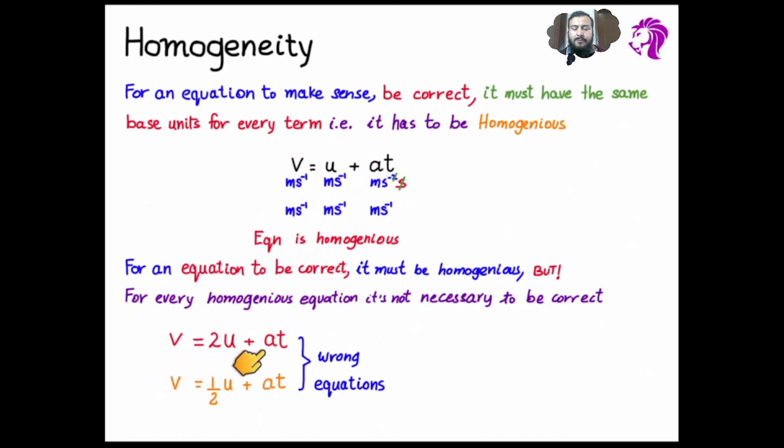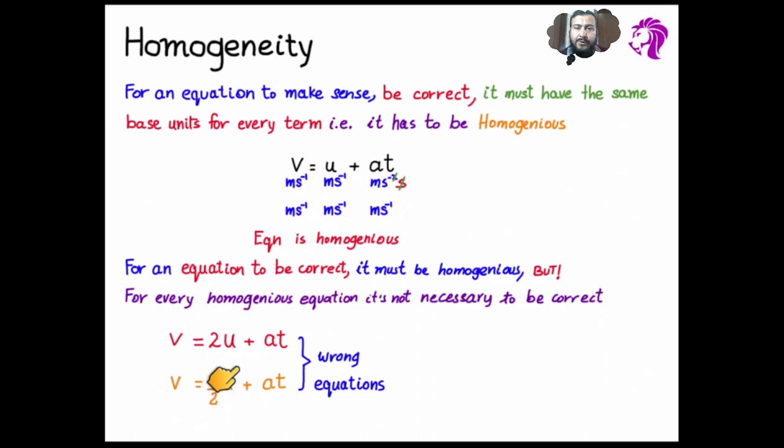One is v is equal to 2u plus at and the other one is v is equal to half u plus at. Now the two equations are the same as over here, just that this u has an added 2 and this u has an added half. So these two equations are not the same as the equation of motion that I have already discussed with you. This is different. But when you work out the base units, you would find that the base units of each of these terms is the same. Similarly, the base units of each of these terms is the same.